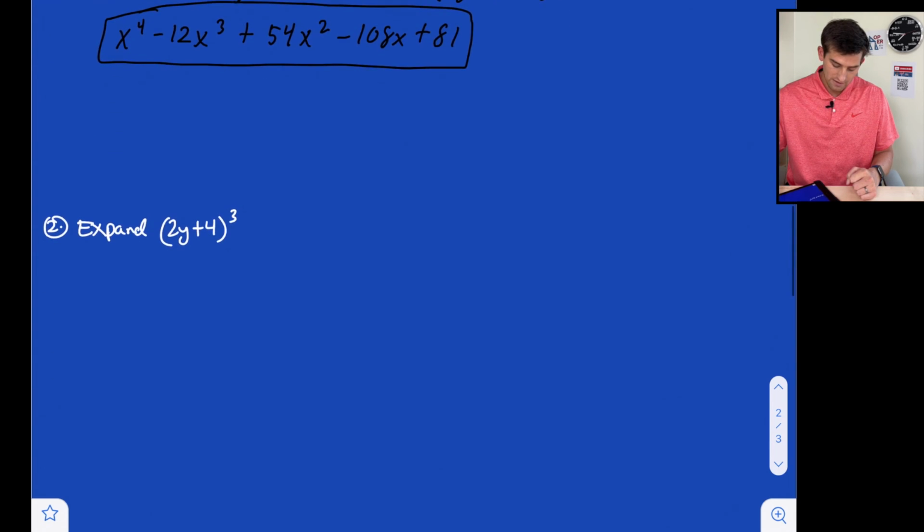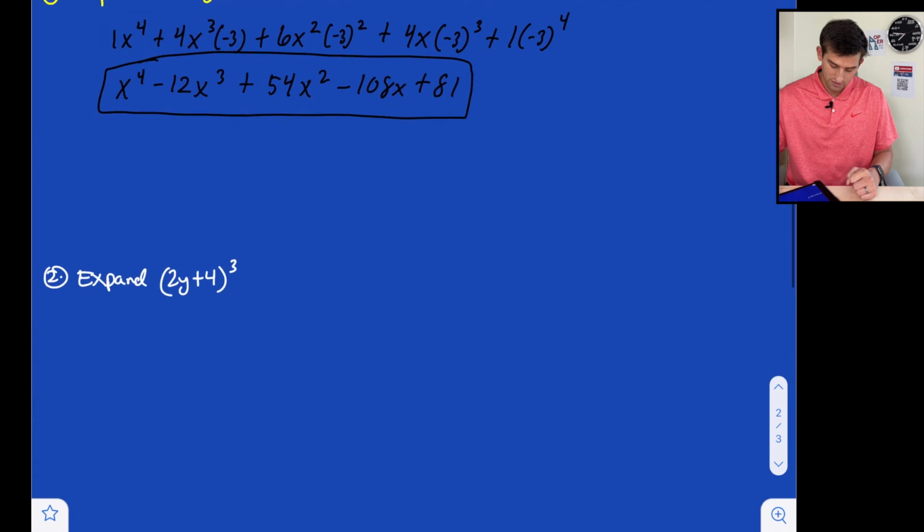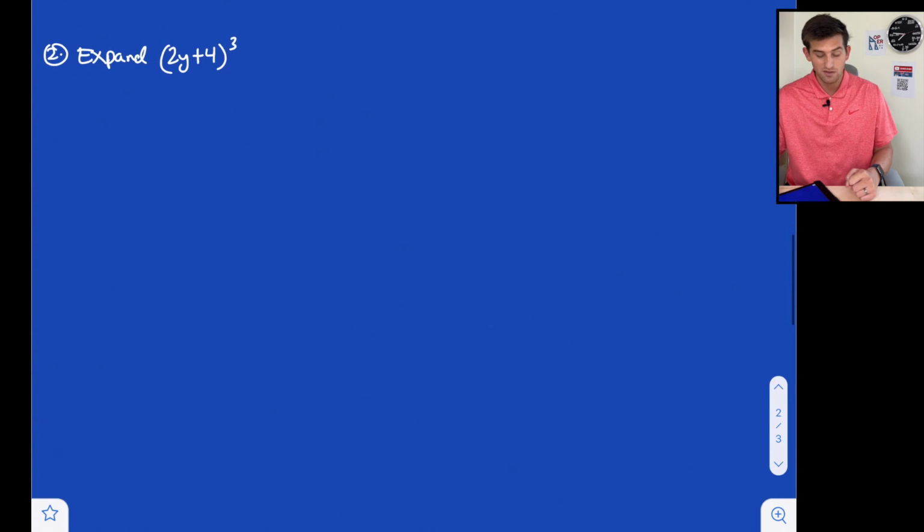Okay. All right, now let's take a look at our second example here. So we're going to expand 2y plus 4 cubed. Okay. So let's go ahead and make our note. Let's say, hey, a is 2y and b is 4.